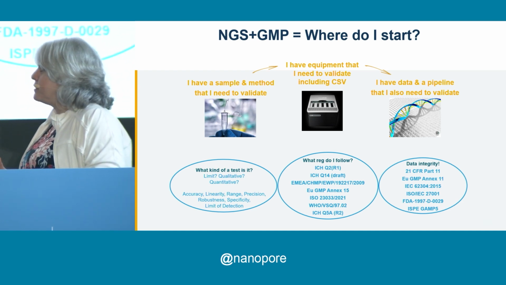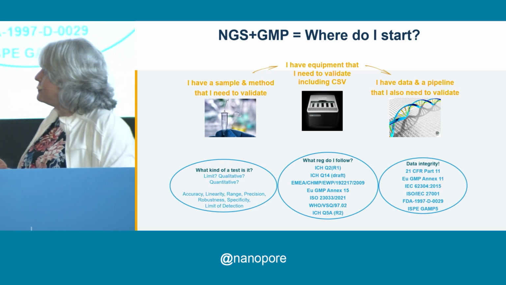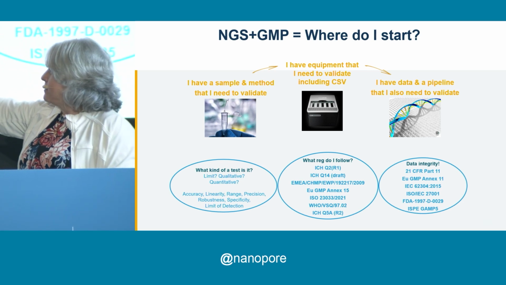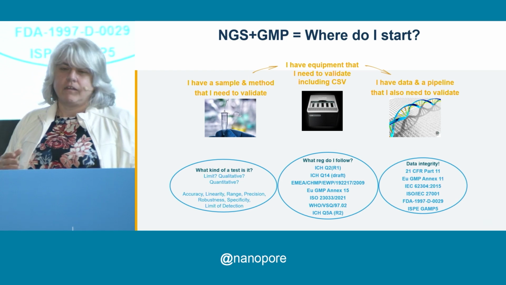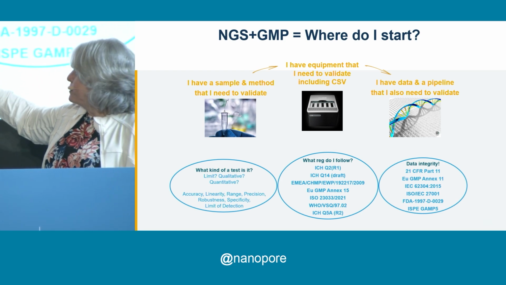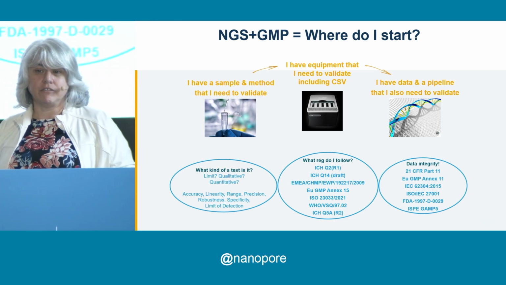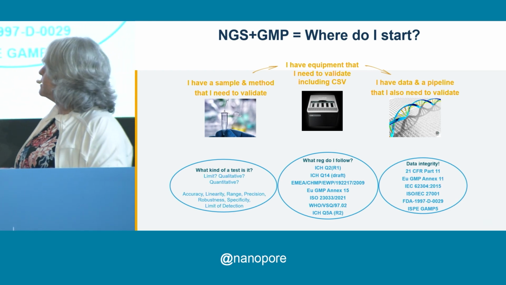First of all, you have to understand what kind of test you want to do. Is it a qualitative test, limit test, quantitative test? These all matter because all of the features, the testing attributes, accuracy, linearity, range, precision, robustness, specificity, limit of detection, depending on whether you're qualitative, quantitative, or somewhere in between, will determine how many of those you actually have to meet from a testing strategy, and that can drive how big a validation package can get.